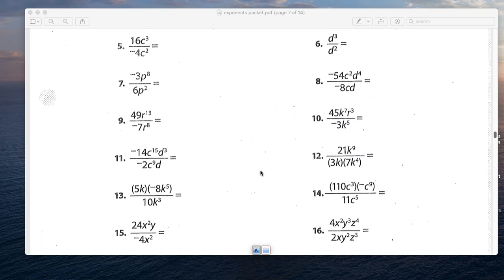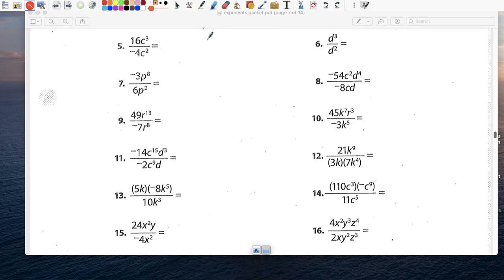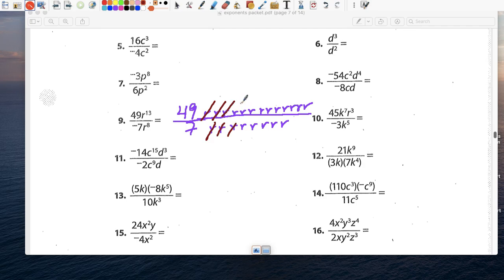Let's do 9. Okay, so 49 over 7. There are 13 r's: 1, 2, 3, 4, 5, 6, 7, 8, 9, 10, 11, 12, 13. Over how many r's? 8: 1, 2, 3, 4, 5, 6, 7, 8. For the love of God, just do this a couple of times so you get it. So this one and this one simplify to 1. These two simplify to 1. These two, these two, these two, and these two. Finally, they all become just one big 1.